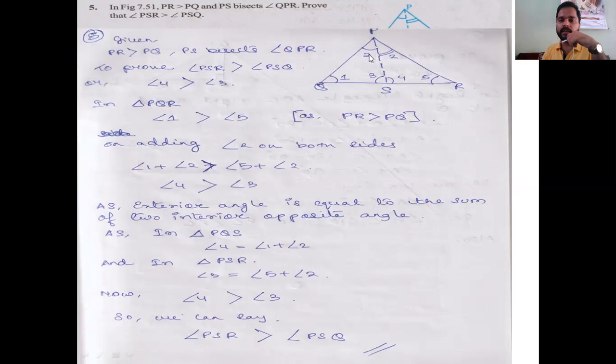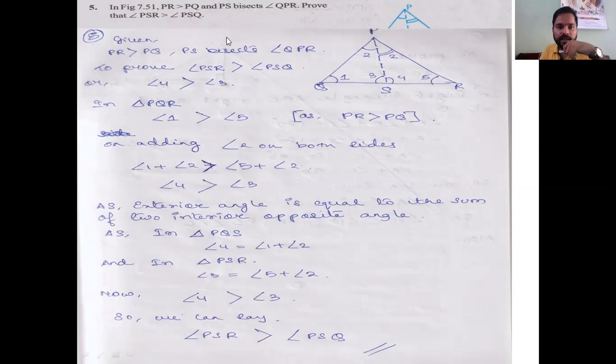So this angle will be equal to this angle. Clear? Okay. To show PSR is greater than PSQ, what I will do is take these angles as different numbers. This is 1, this is 2. If this is 2, then this will also be 2, because both the angles are equal as PS bisects. This is 3, this is 4, and let's take this as 5.